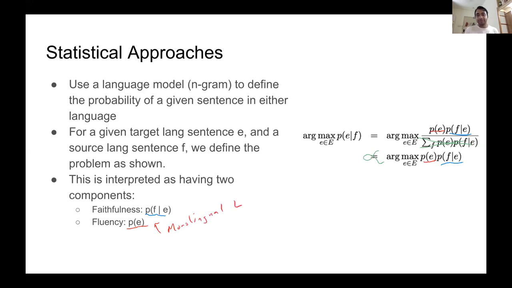This is basically how we model all the statistical approaches. Yeah, that's actually correct. It should be a proportionality.